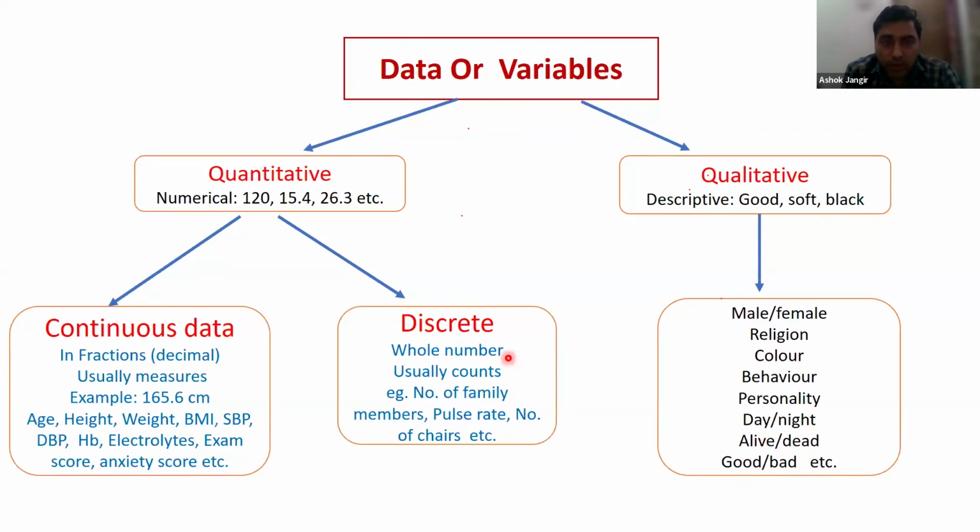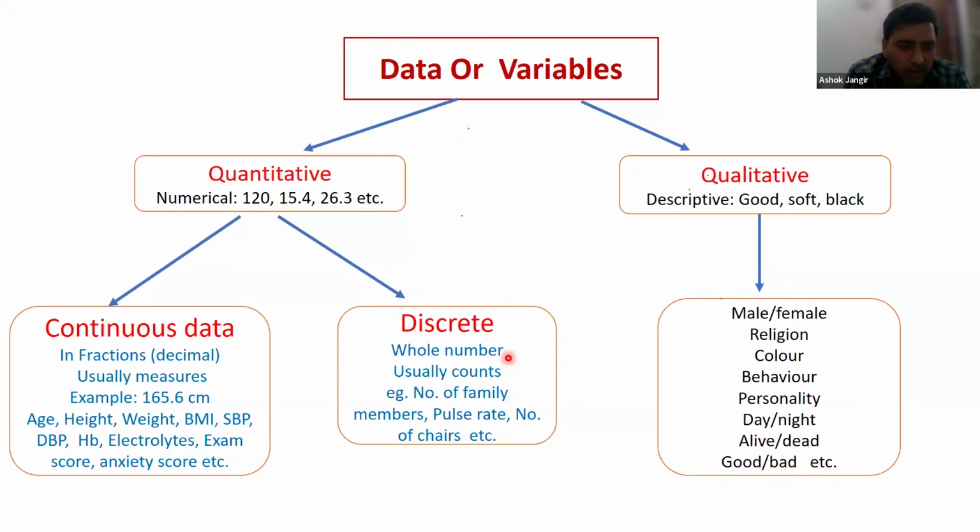So what do you mean by continuous data? Please remember this, please understand this. We present it in fractions or decimals. Usually we measure these data. For example, 165.6 centimeter, that is a height. Okay, so this is continuous data. We can give decimals, we can present in the form of fractions.